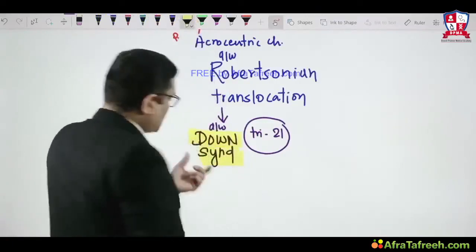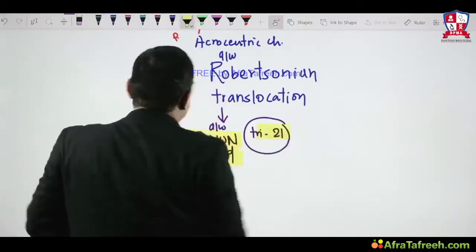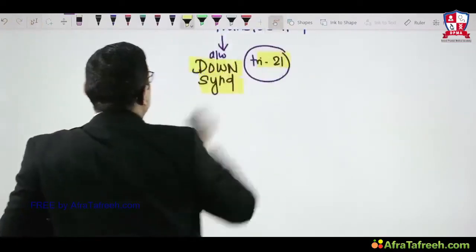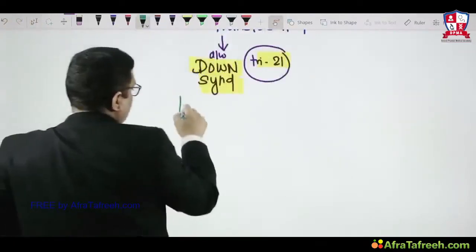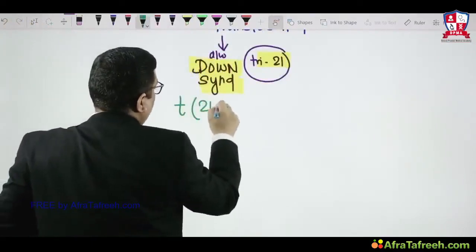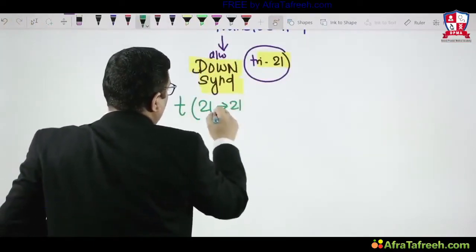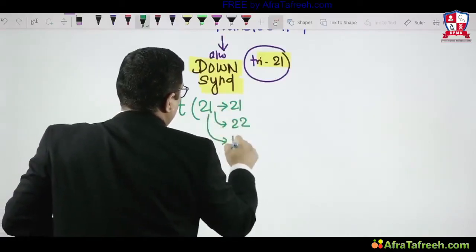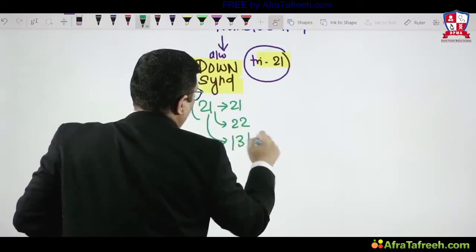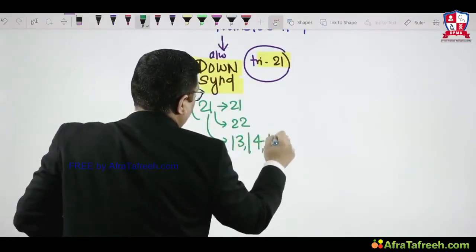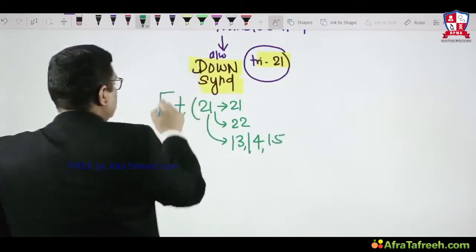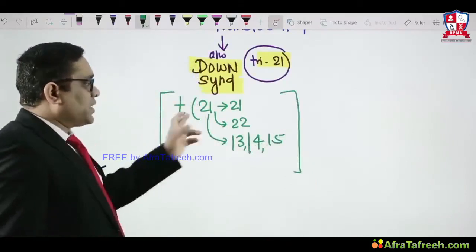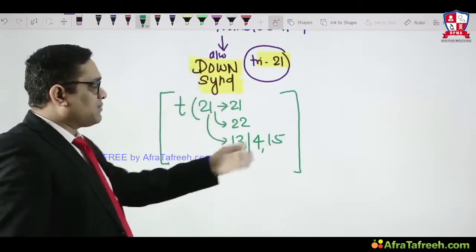So what kind of translocation in Down syndrome will be seen with chromosome number 21? In Down syndrome, these are the translocations: chromosome 21 to 21, chromosome 21 to chromosome 22, chromosome 21 to 13, 14 and 15. So these are Robertsonian translocations. 21 to 21, 21 to 22, 13, 14, 15.